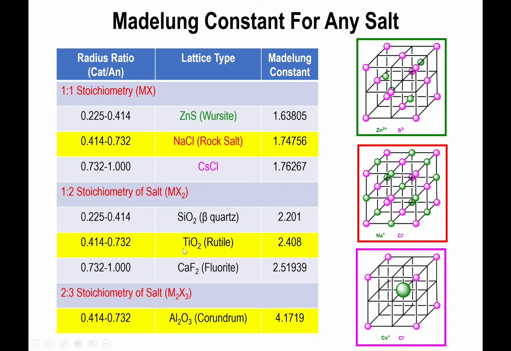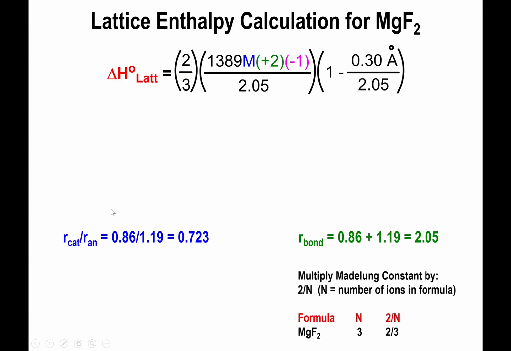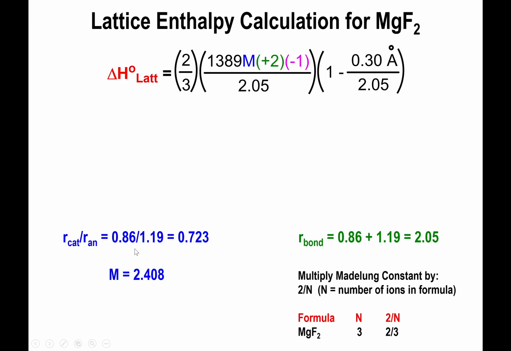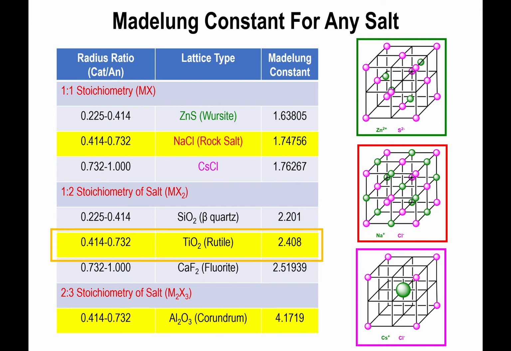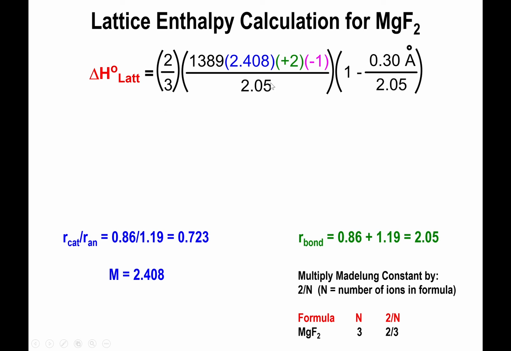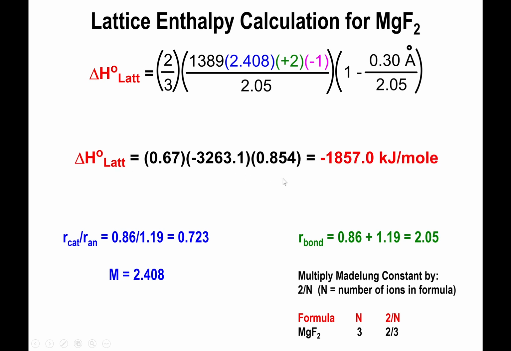So looking at the table of Madelung constants and sticking to the 1 to 2 stoichiometry of magnesium fluoride, the value of 0.723 falls in between 0.414 and 0.732. So we're going to stick to the Madelung constant of 2.408. And that's what we input into the equation right here. So upon carrying out the calculations, you're going to find out ultimately that the lattice enthalpy is equal to negative 1857 kilojoules per mole.